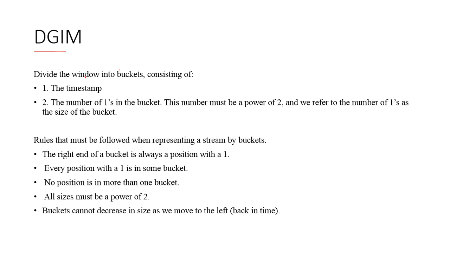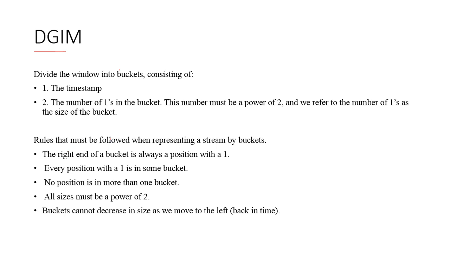The most important parts of this DGIM algorithm: the first one is the timestamp, the points at which the stream of data is coming. That stream of data consists of zeros and ones. The second one is the bucket where we store those zeros and ones. The number of ones in the bucket must be a power of 2, that means 2 raised to 0, 2 raised to 1, 2 raised to 2, and so on.